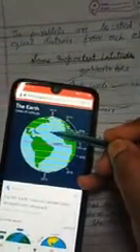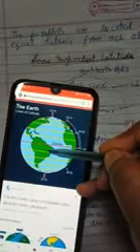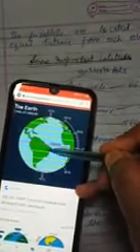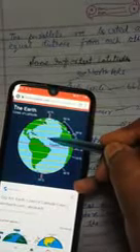Number 2, the North Pole and the South Pole are the points. The parallels are located at an equal distance from each other. You can see in this picture, there is an equal distance between the parallels. सबके बीच में equal distance है. You can see in this picture.